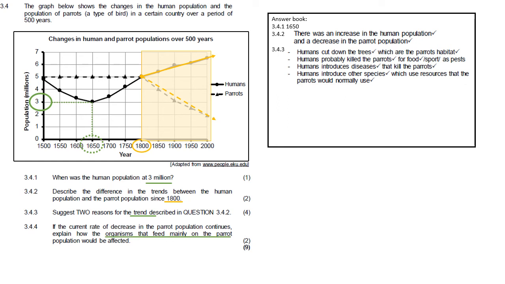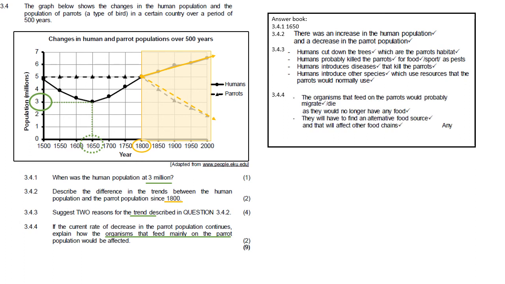3.4.4 What would happen to the organisms that mainly feed on the parrot? The organisms would probably migrate or die, as they would no longer have any food, or they would have to find an alternative food source if they do stay, and that will affect other parts of the food chain.